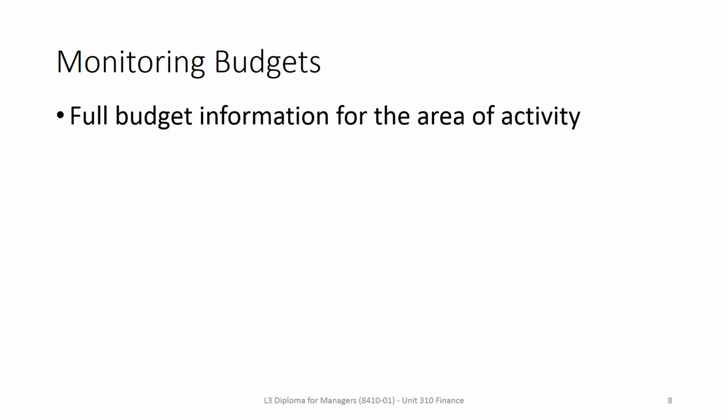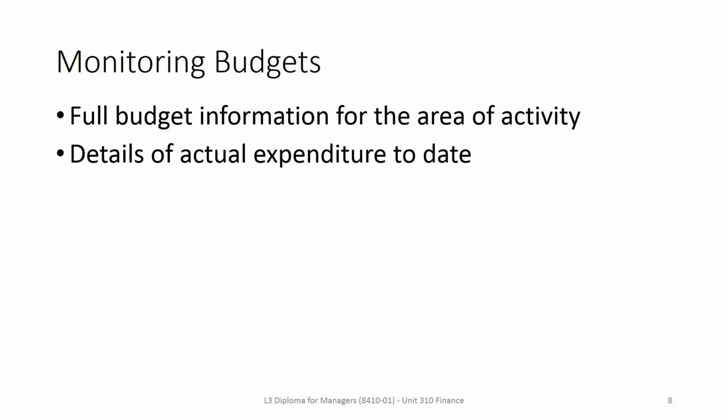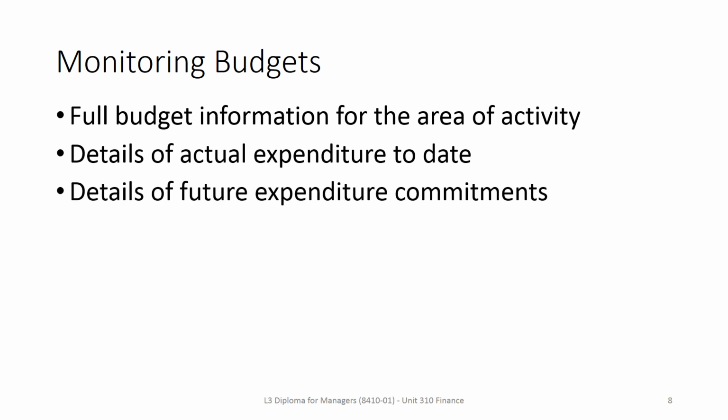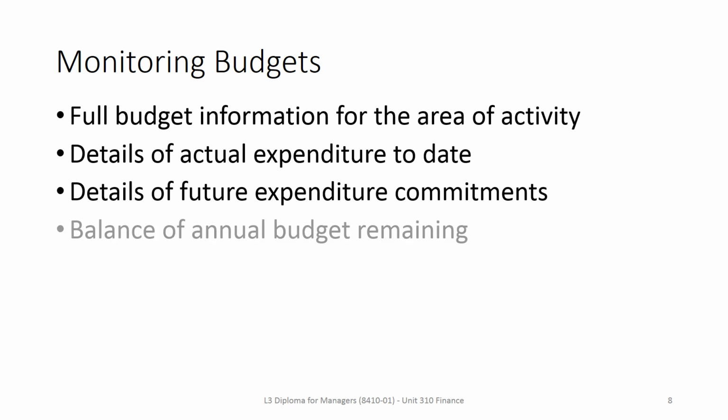But whatever the period dictated in your organisation, you will need to look at information such as the full budget information for the area of activity. So the full year, the profile, year to date, the expenditure, the peaks and troughs that will be within that at particular points for the year, details of what's actually been spent to that date, details of future expenditure and commitments that you've already committed to, a balance then of those two, so a balance of what's remaining, so the expenditure to date, the commitments made, and then look at whether you're on target to what you said you would be.